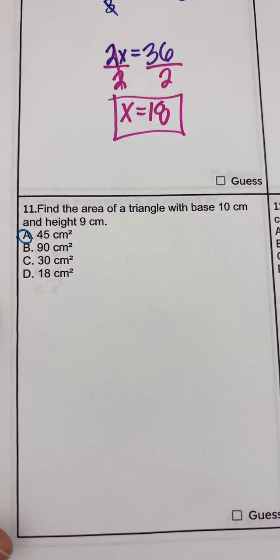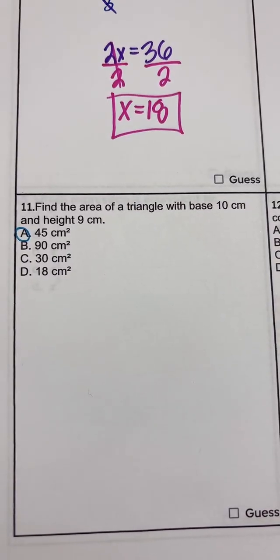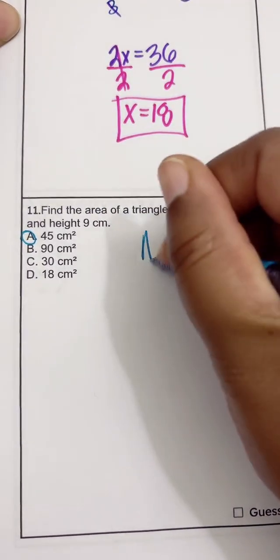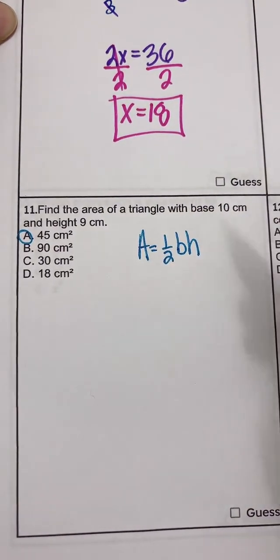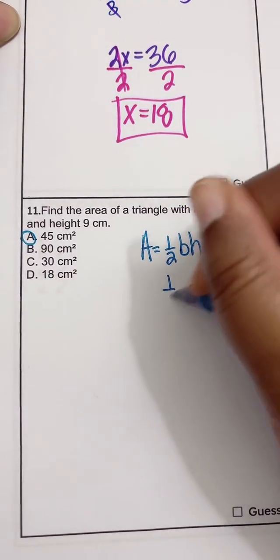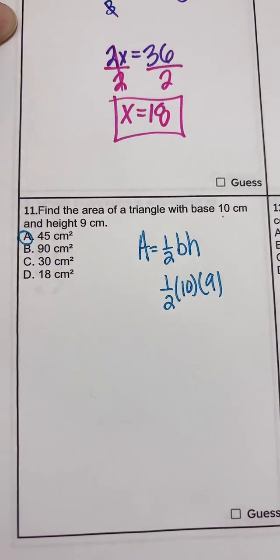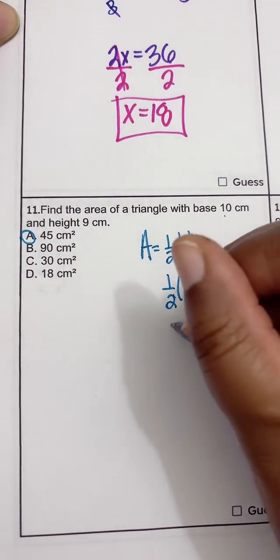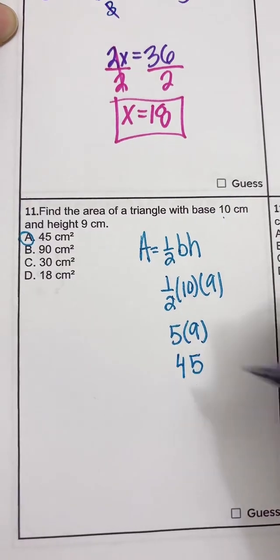Do we know our formula, you guys? Area formula for a triangle. Do we remember it? Good. Janice, slaying. Let's go. Area equals 1/2 base times height. Perfect. They told us our base was 10 and our height was 9. Wonderful. Half of that 10, 5 times 9. Well, that's 45 all day.